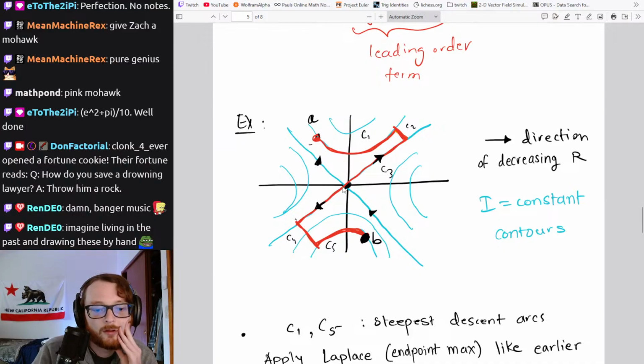This wasn't an example we did, but I think it's going to turn out to be similar. So we're starting at A. We want to get to B. Of decreasing R. Yeah, and so I think this is the same interior maximum, the same type of interior maximum.